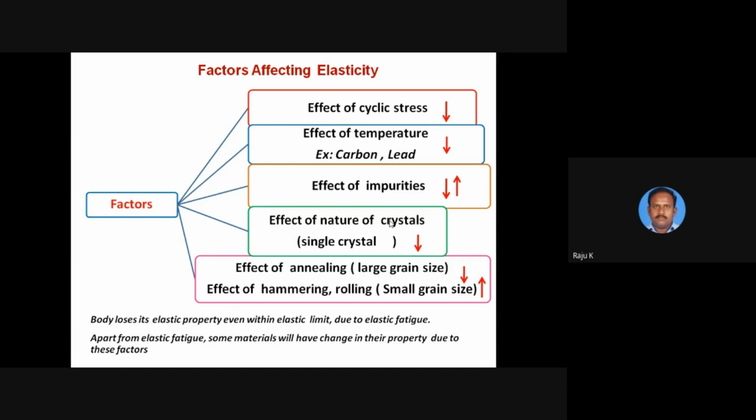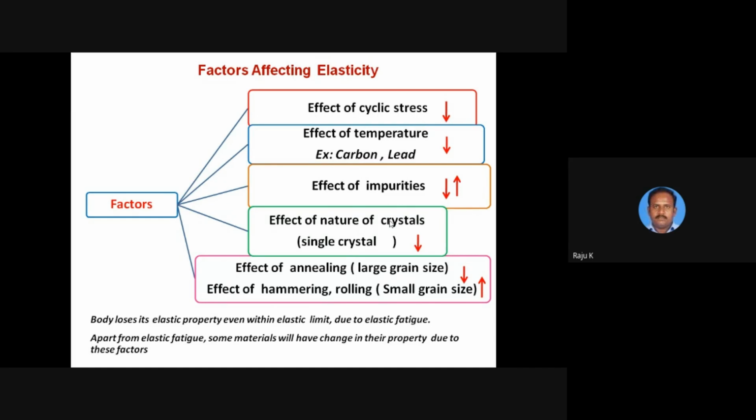They are asking when it will change. So, by means of cyclic stress. When a repeated stress is applied to the material, what happens here? For example, let us consider the railway track. The iron rod has a certain elastic nature, and the train is made to run over the rail.